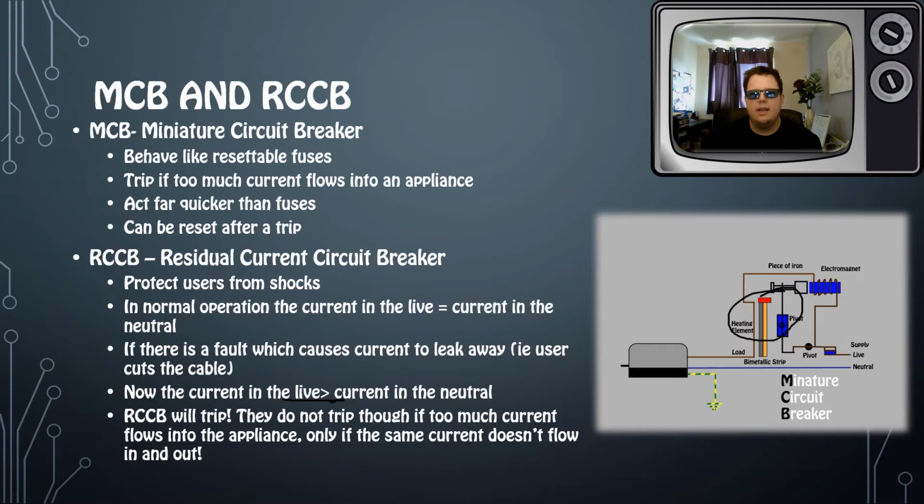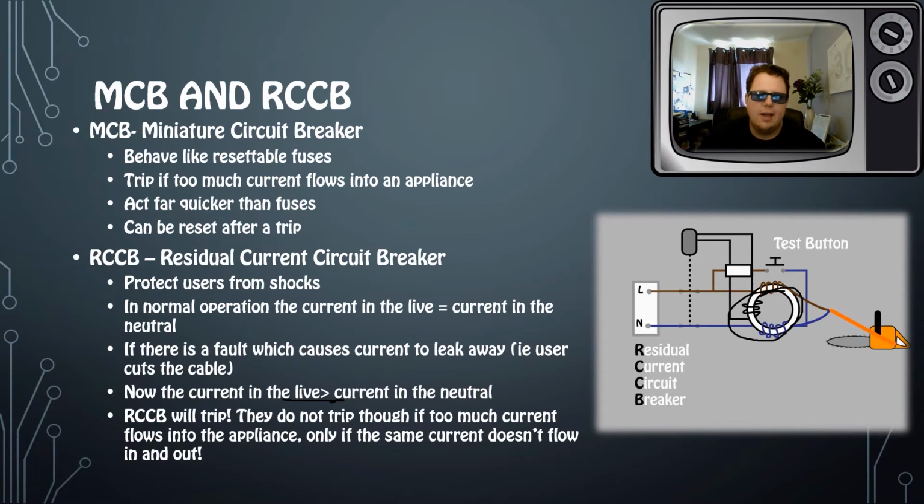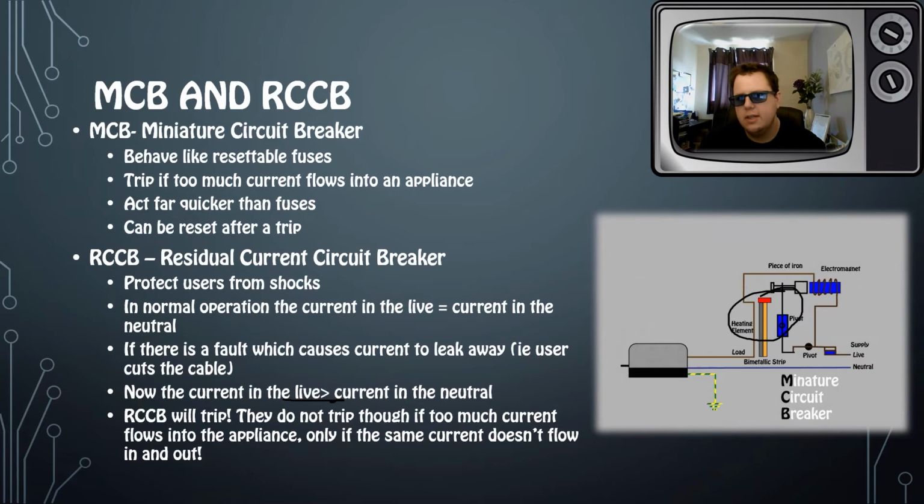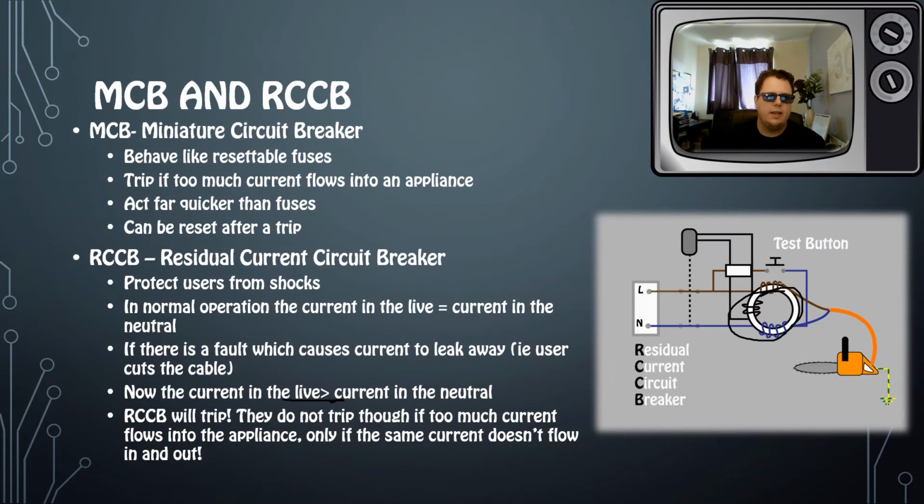Now, these won't, however, trip if too much current flows into the appliance. They're not designed for that. As long as the current in the live and neutral is the same, they won't trip. Which is why you need a mixture of both. So, for example, in my house, on my consumer board, I've got MCBs that protect each circuit. Then I've got two RCBs, one for upstairs, one for downstairs, that protects them for things.